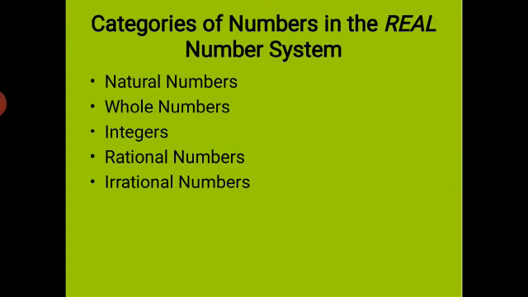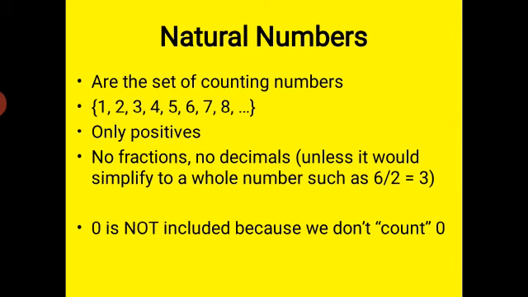Categories of numbers in the real number system. So these are the composition of the real number system: natural numbers, whole numbers, integers, rational numbers, irrational numbers. So what are the natural numbers? Natural numbers are the set of counting numbers. And this set comprises 1, 2, 3, 4, 5, and the subsequent successors, also obtained when you add 1 to the previous number. And this list continues forever.